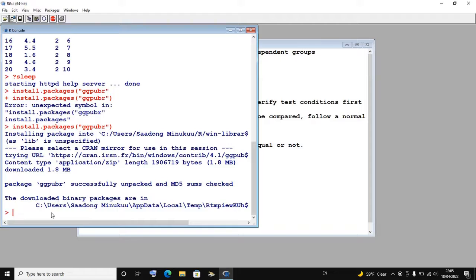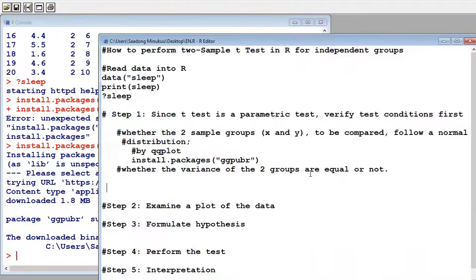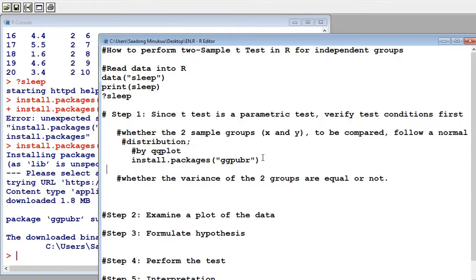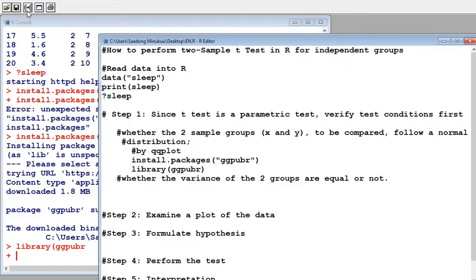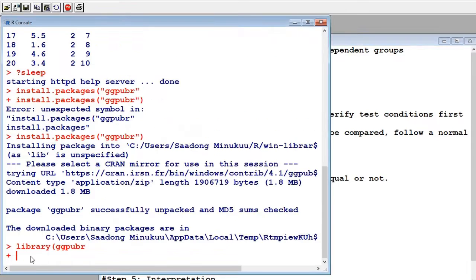Alright, so as you can see, the package has been successfully installed. Now simply load it in my library by saying library. This package contains the QQ plot code. So it says library, into brackets ggpubr, in order to load the package that we've just installed. Sorry, I don't know why I keep selecting without the brackets, let me just put brackets here.